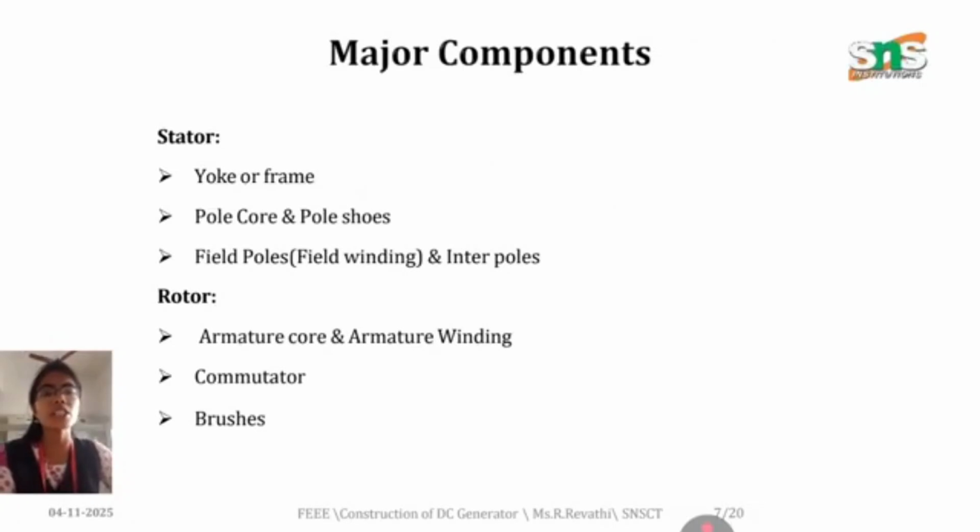The major components of electrical machines are the stator and rotor. The stator consists of the yoke or frame, pole core and pole shoes, field poles, field winding and interpoles. In the stator, the yoke acts as the outermost layer of the machine, which protects the device from damage, dust and any other external invaders. Pole cores or pole shoes act as support for the field winding. In the rotor, the armature core, commutator and brushes are the major components of electrical machines.